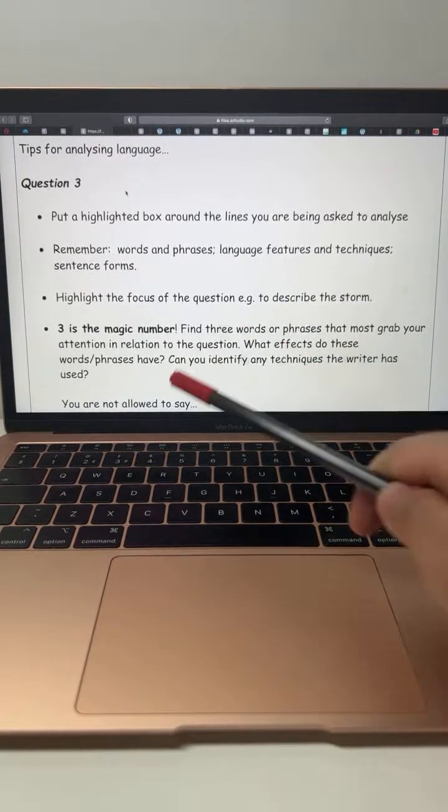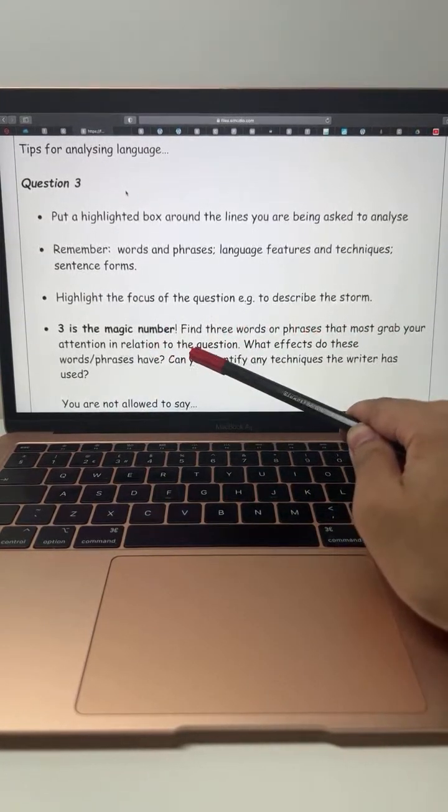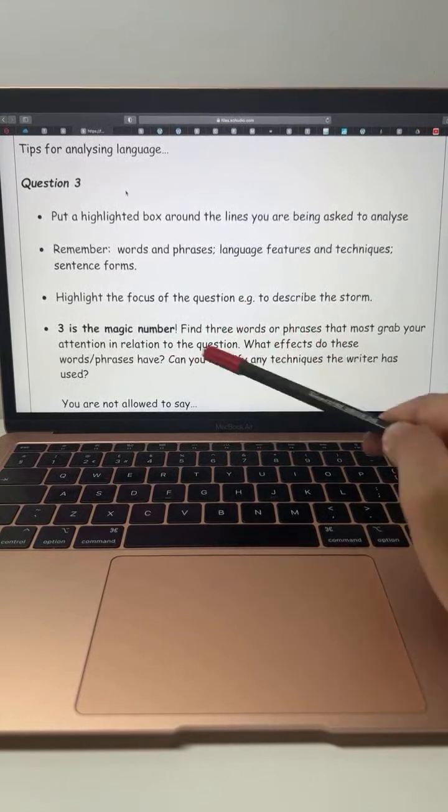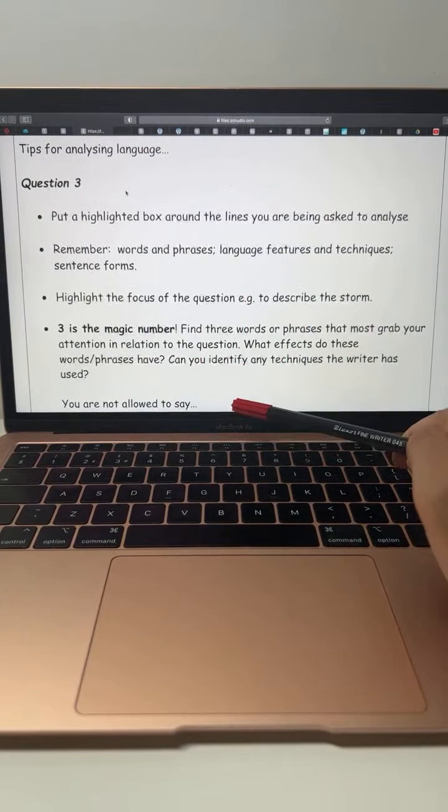And remember, three is the magic number. Find three words or phrases that most grab your attention in relation to the question. What effects do these words or phrases have? And can you identify any techniques the writer has used?